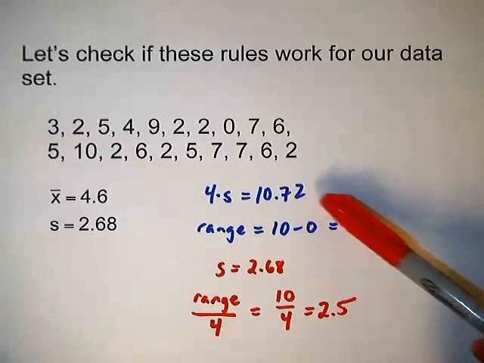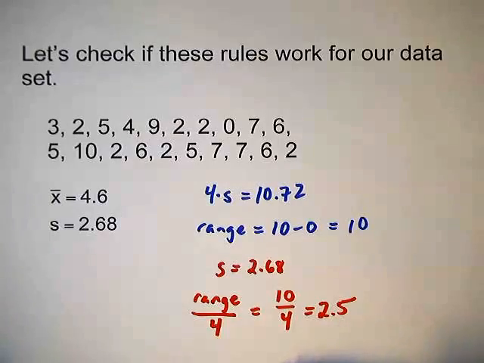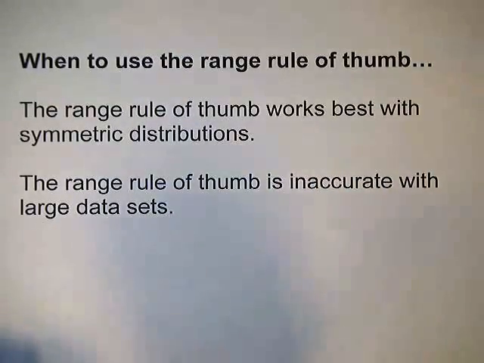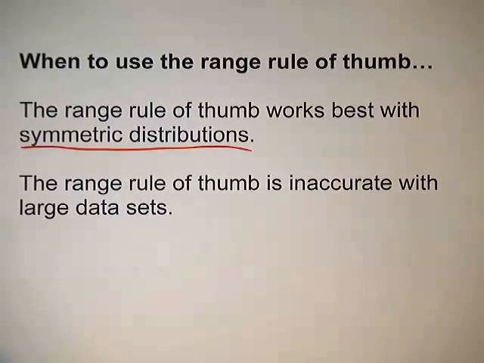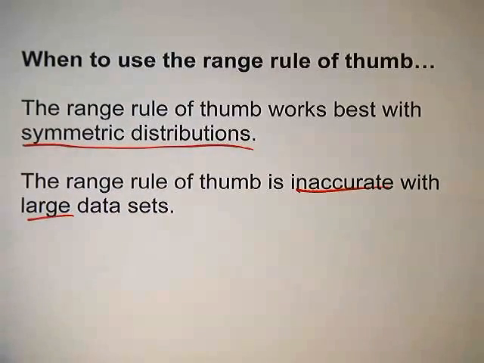That 4 times the standard deviation is about the same as the range, and the standard deviation is about a fourth of the range. Generally, these estimations will work. They work best with symmetric distributions. So if your distribution is symmetric, this range rule of thumb will work pretty well. But the range rule of thumb is inaccurate with large data sets. We only had 20 values, but if you have maybe 100 values, chances are this range rule of thumb won't work as well. So this has been the tutorial on the range rule of thumb. Thanks for watching.